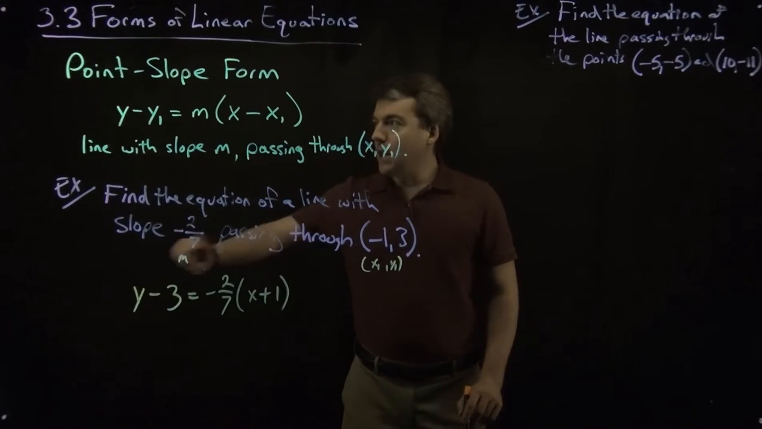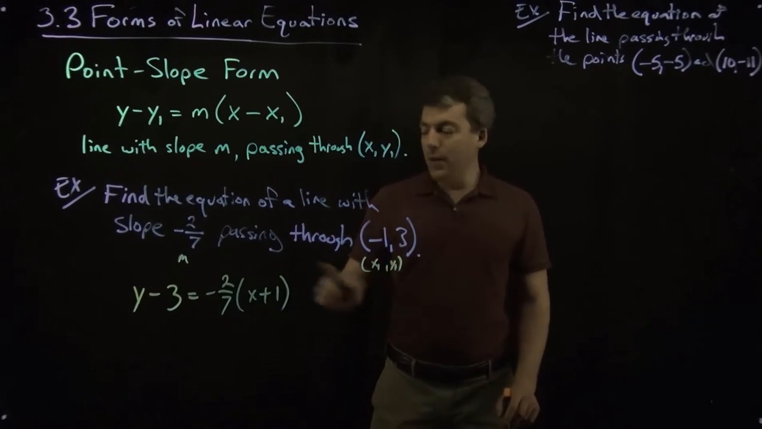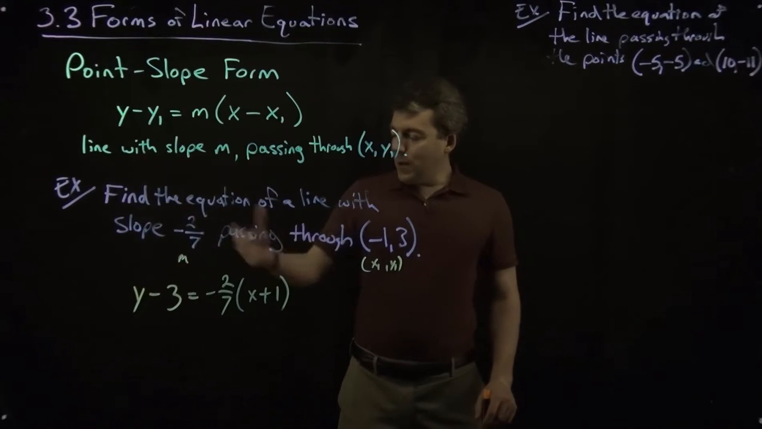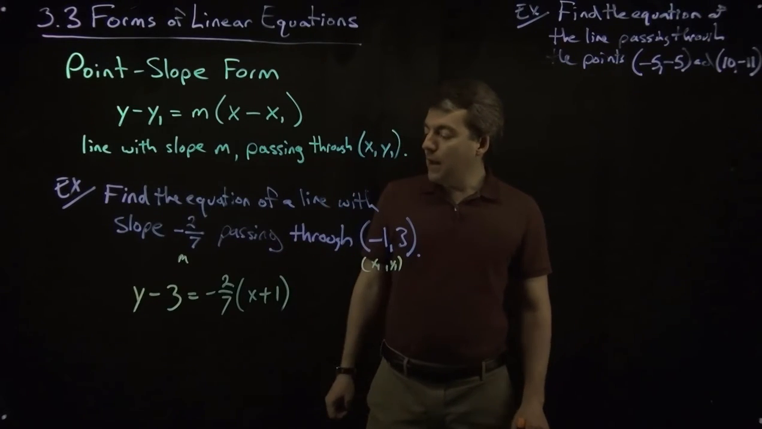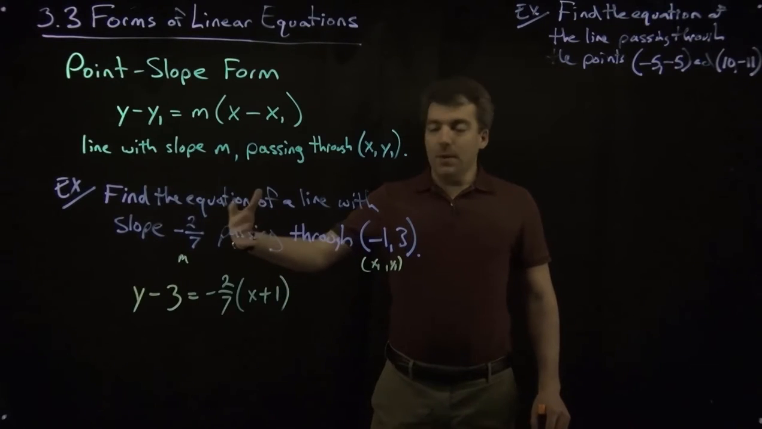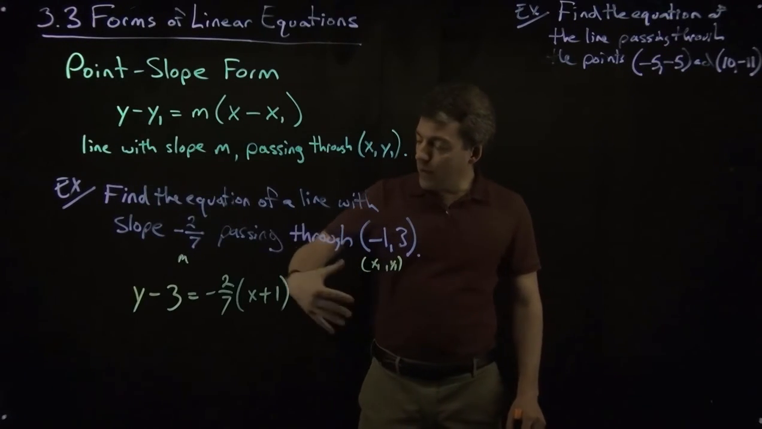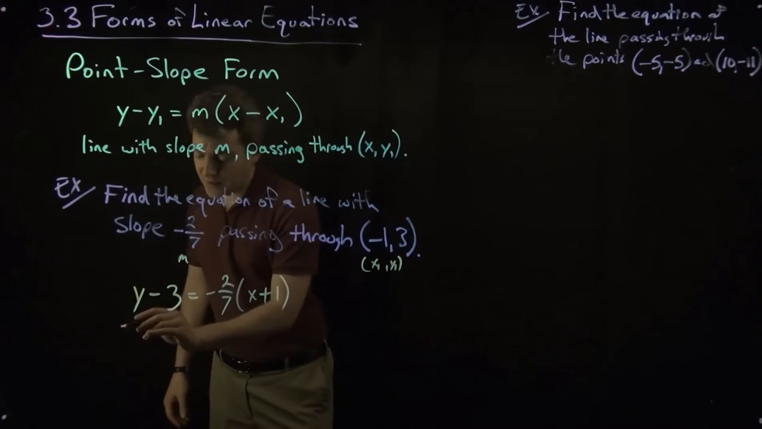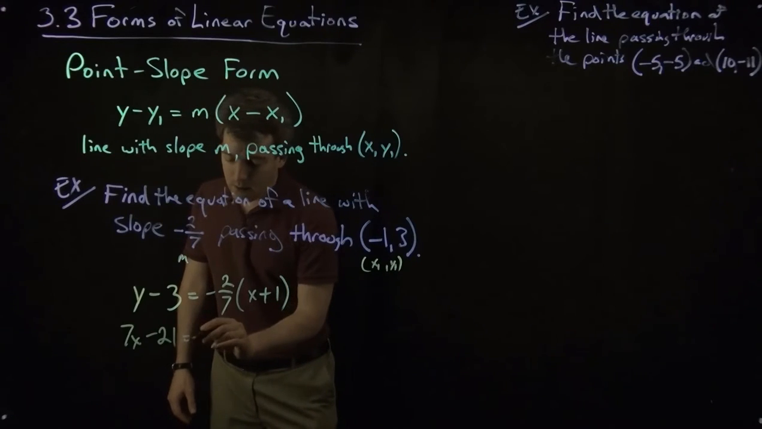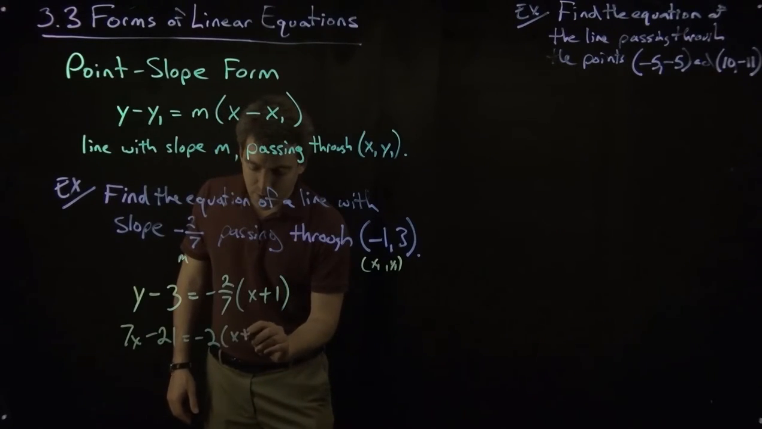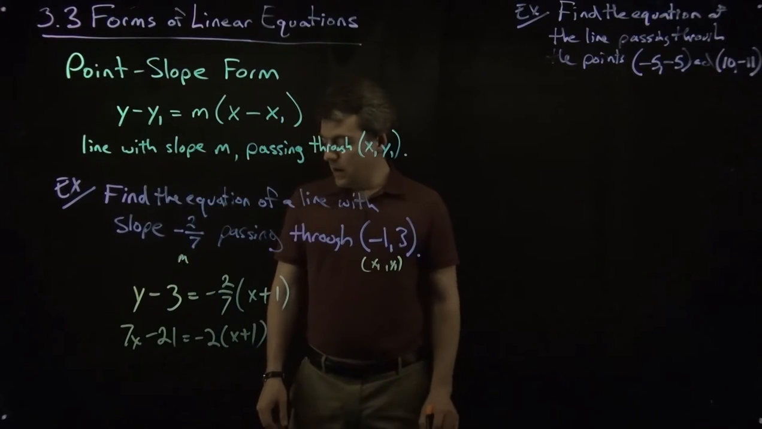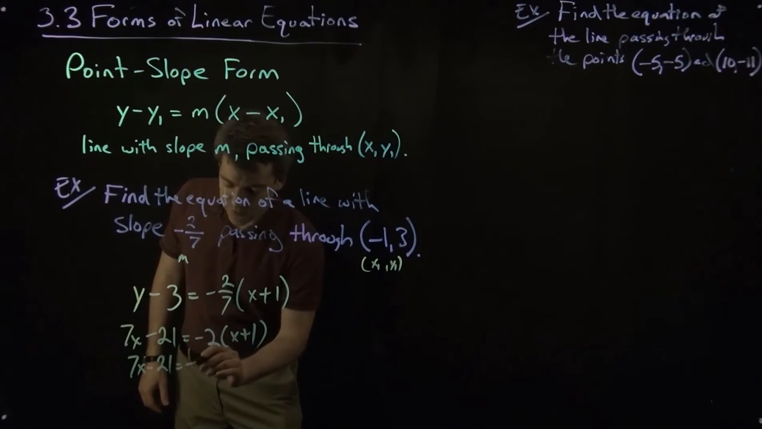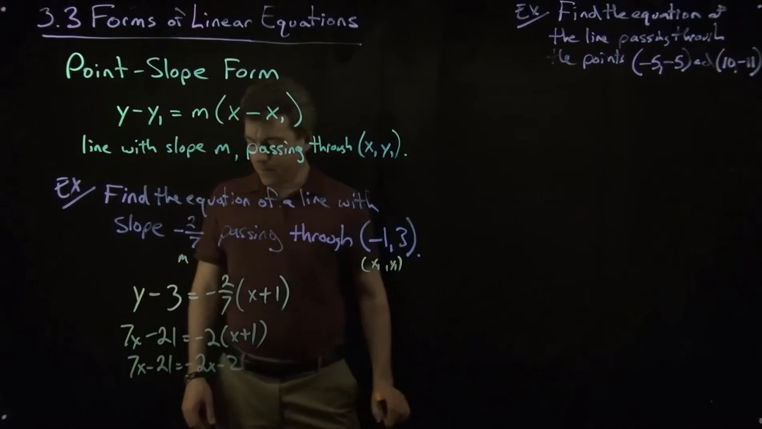All right, so this is the point-slope form with this point negative 1, 3, and that slope of negative 2/7. And now we could put this in any other form that we would like. Sometimes we want standard form, and if we want that, I think what we should do is get rid of the fraction. So multiply by 7. So we have 7y minus 21 equals negative 2 times x plus 1. We can distribute this negative 2, so 7y minus 21 equals negative 2x minus 2.